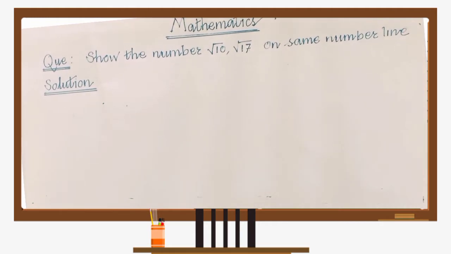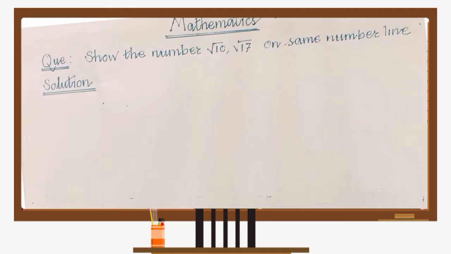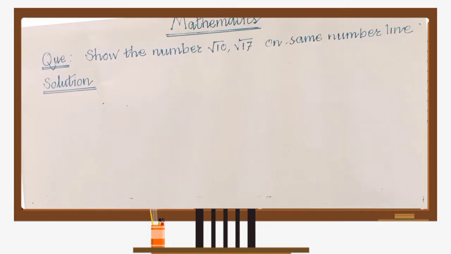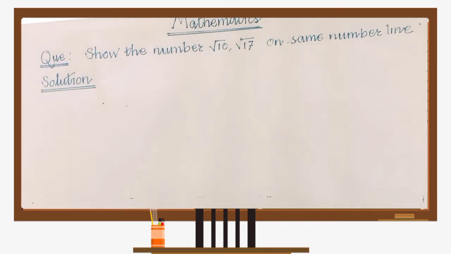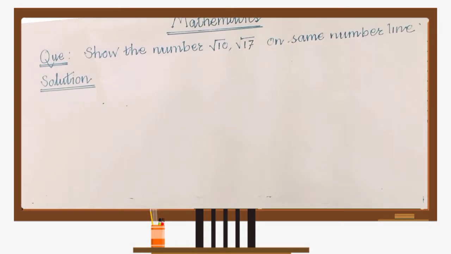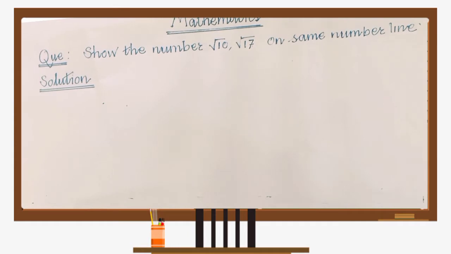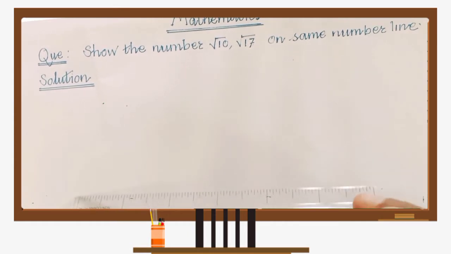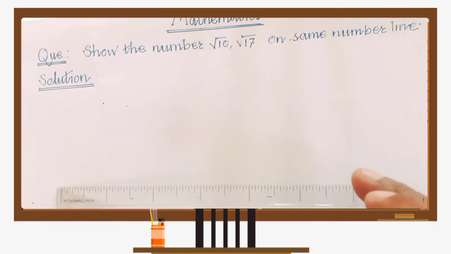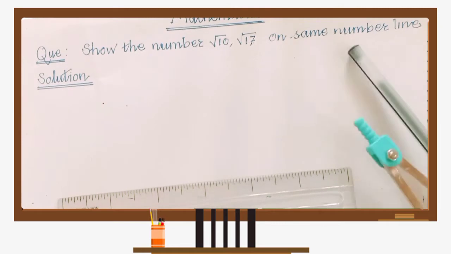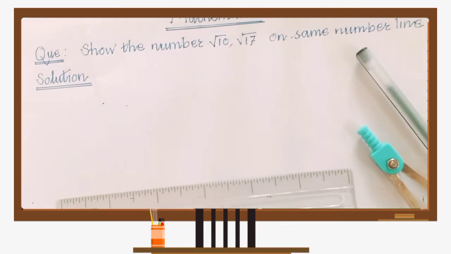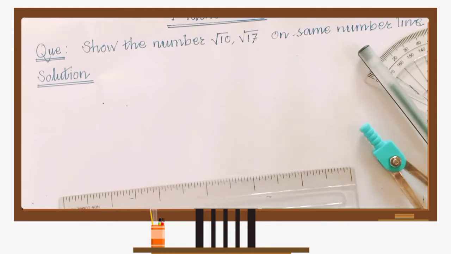नमस्ते फ्रेंड्स, today our topic is related with irrational numbers, root 10 and root 17, and we have to show these numbers on the same number line. For that we are in need of a scale, a compass, a protractor and a pencil.